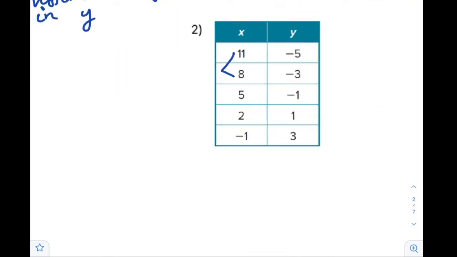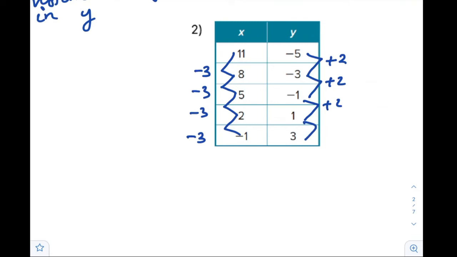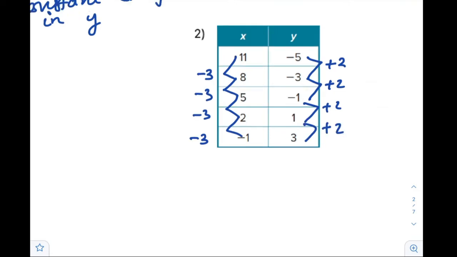Now 11 to 8, from 11 it went down to 8, so it's subtracted by 3. It goes down 3, minus 3 each time. It's subtracted by 3. 2 minus 3 is minus 1. Okay, from minus 5 to minus 3 it has been added by 2. And here added by 2. You add 2 each time. So this is a linear function.